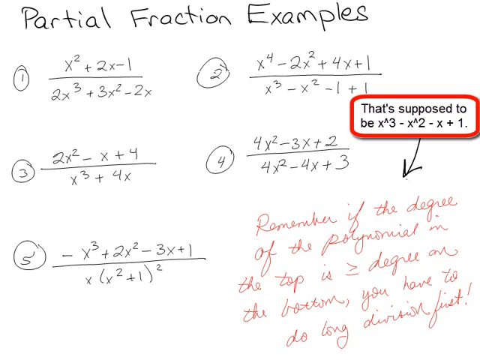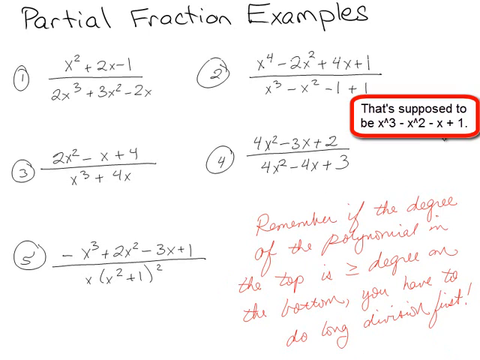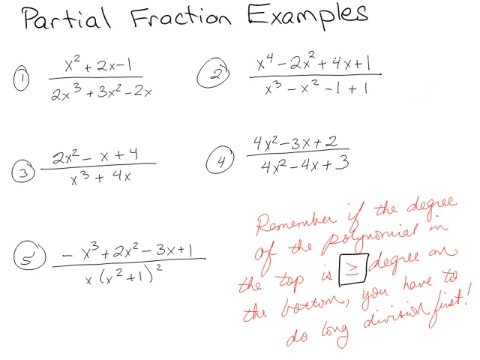Something that's important to remember: if the degree of the polynomial on the top is greater than or equal to the degree on the bottom, then you have to do long division first before you do the partial fraction stuff. That's going to happen in these two problems. You do long division to simplify it, and then do partial fractions on the remainder from the long division. So pause the video, try to work these out, and we'll take it from there.